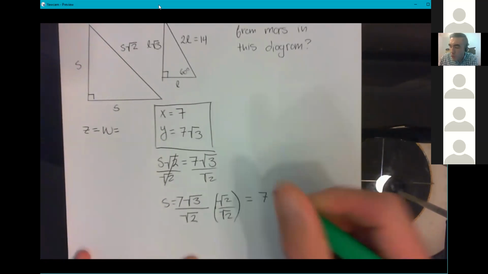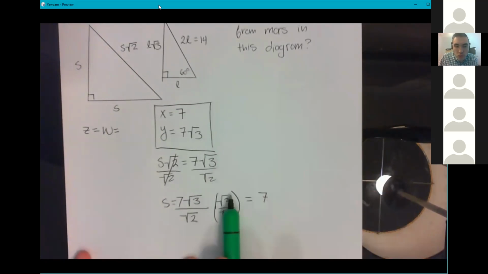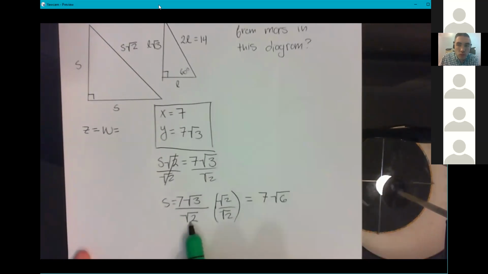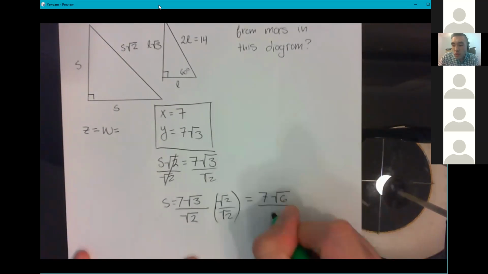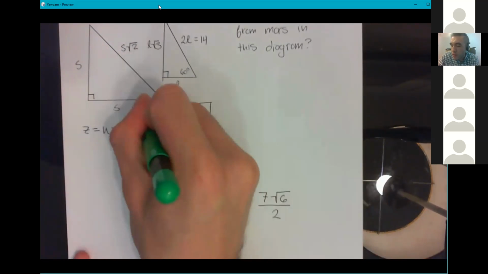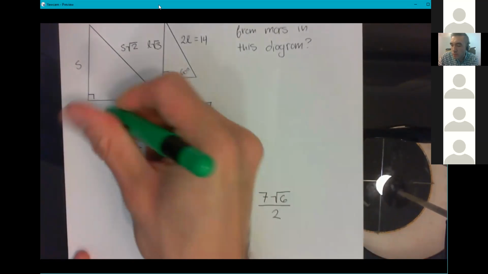7. And what is root 3 times root 2? Root 6. 7 root 6. And what is root 2 times root 2? 2. Just 2. And so Z and W are both equal to 7 root 6 all over 2.